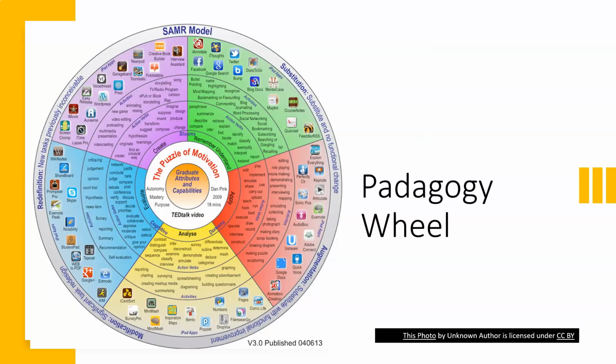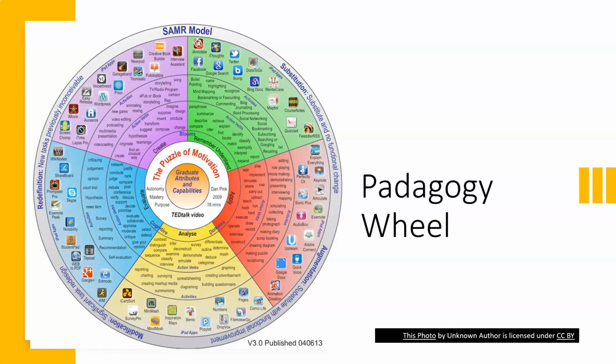And this is the pedagogy wheel. This is a takeoff from Bloom's taxonomy, and it's sometimes called Bloom's digital taxonomy, and the offshoot is the pedagogy wheel. Beginning at the center of the wheel, you see Bloom's hierarchy from remembering, understanding, apply, analyze, and evaluate.